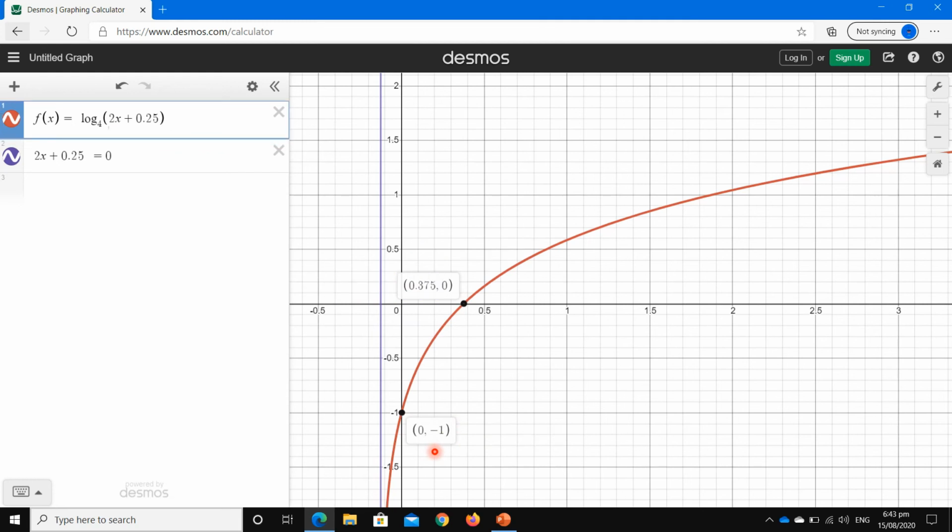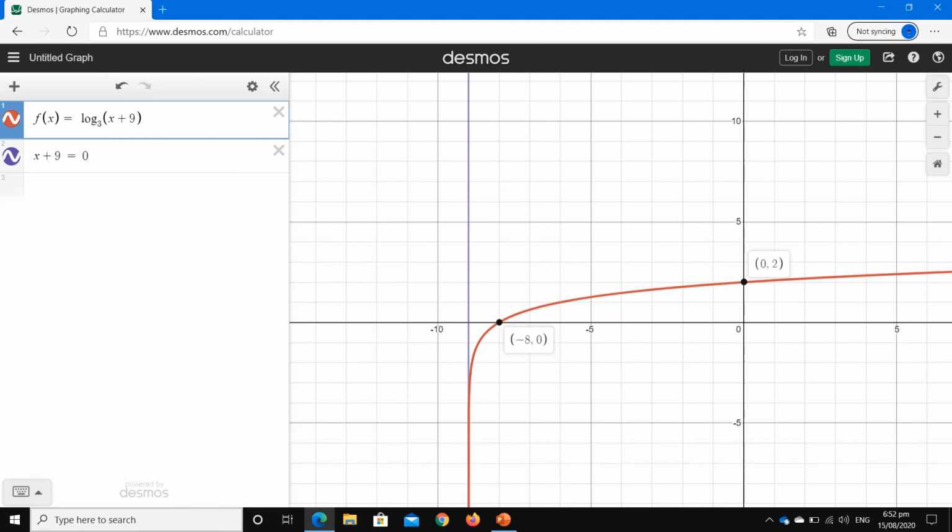Now, we take the argument of our function, and that is 2x plus 0.25. When we equate 2x plus 0.25 to 0, it is represented by this violet line. Again, when we equated our argument to 0, that is this line, and this line represents the asymptote of our function.